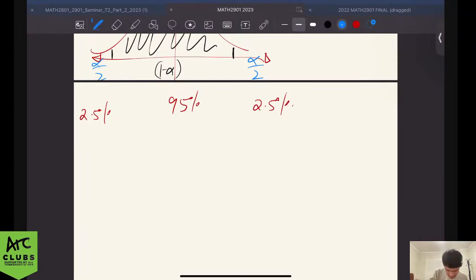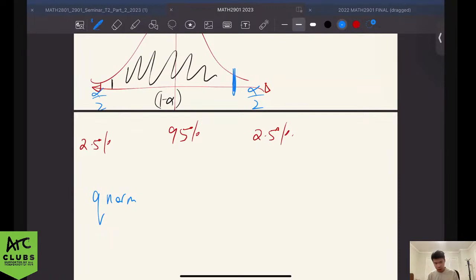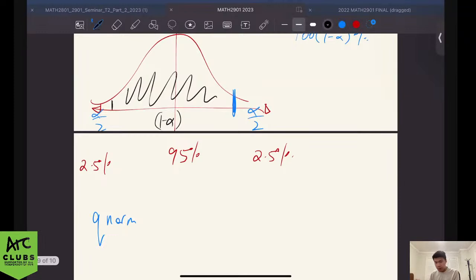Basically, to find this number, you're effectively solving for the quantile, and the quantile is defined in terms of how much is less than a certain value. So we've got 2.5% up there. We need 97.5% down there. So it'll be qnorm.